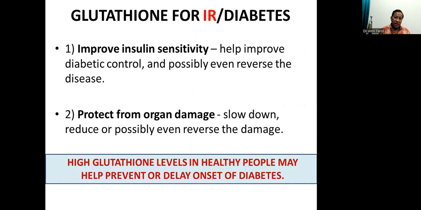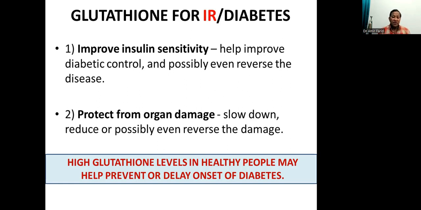Okay, so what can glutathione do? Many studies have shown that glutathione improves insulin sensitivity, all right, which then helps improve diabetes control and possibly even reverse the disease. Secondly, glutathione, apart from improving insulin sensitivity, also protects these organs from damage. It slows down, reduces, or possibly even reverses the damage.